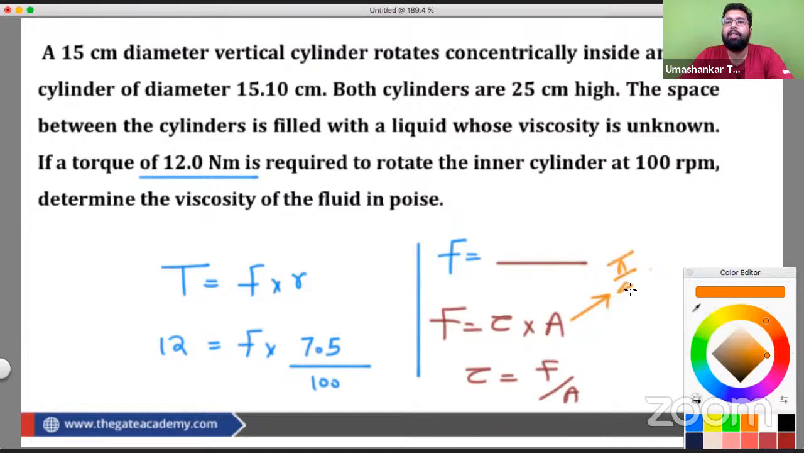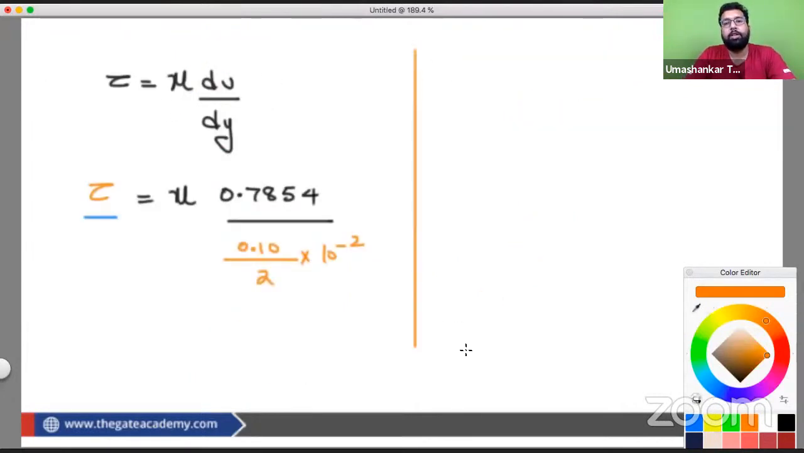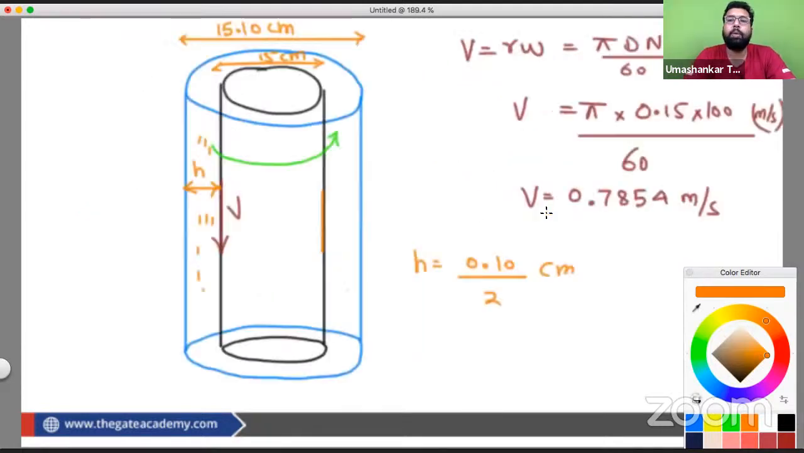Whenever we have a circular surface or a cylindrical surface, we sometimes get tempted to use this formula. So don't do that, beta. We always have to use this one. Shear stress is force upon the surface area, beta. So what is the surface area here? Surface area is pi into d into L.